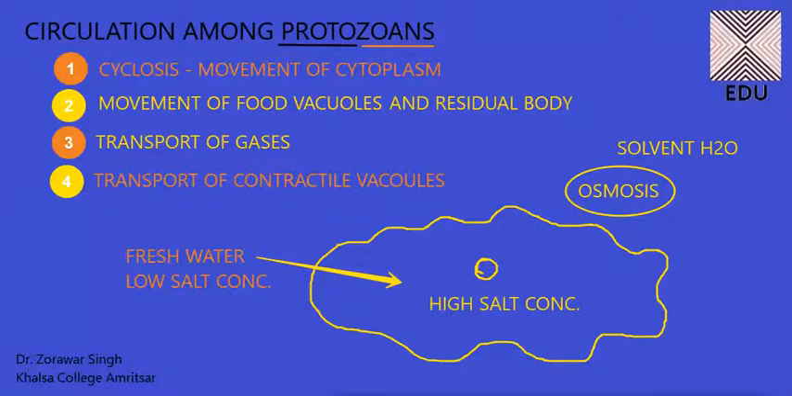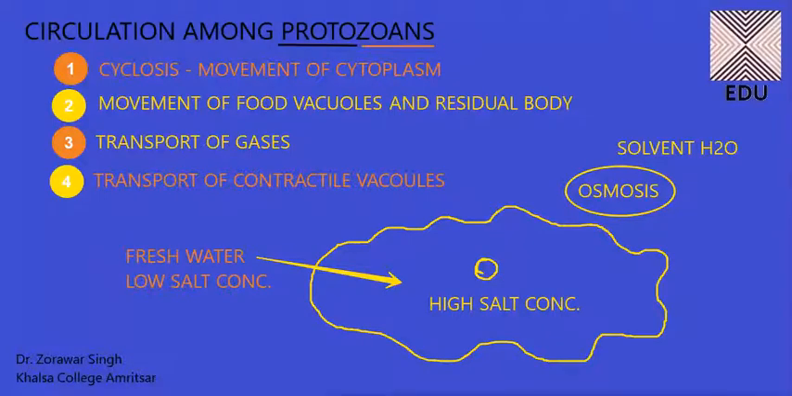Have you gone through this? Are you understanding this? I am again trying to explain it: the fresh water outside the amoeba is low in concentration. We have high concentration inside the amoeba. So osmosis is the movement of water. So what is the condition? If low salts are present outside, we have more water outside.